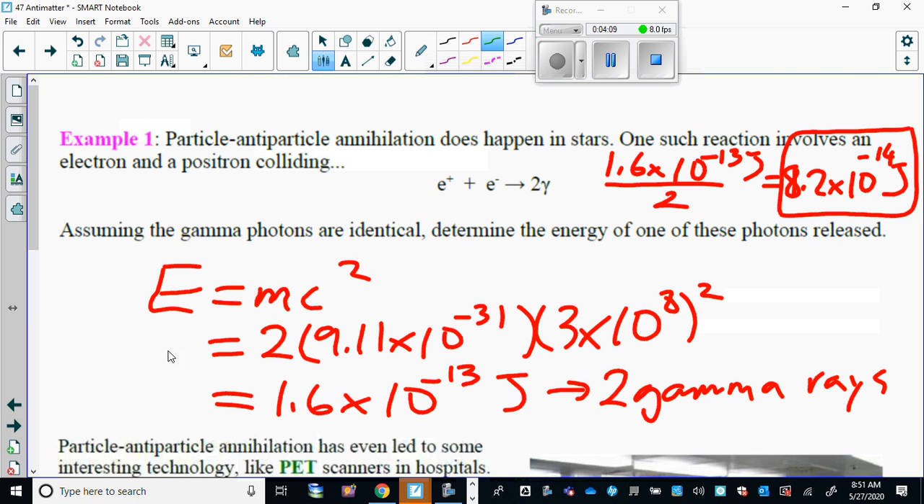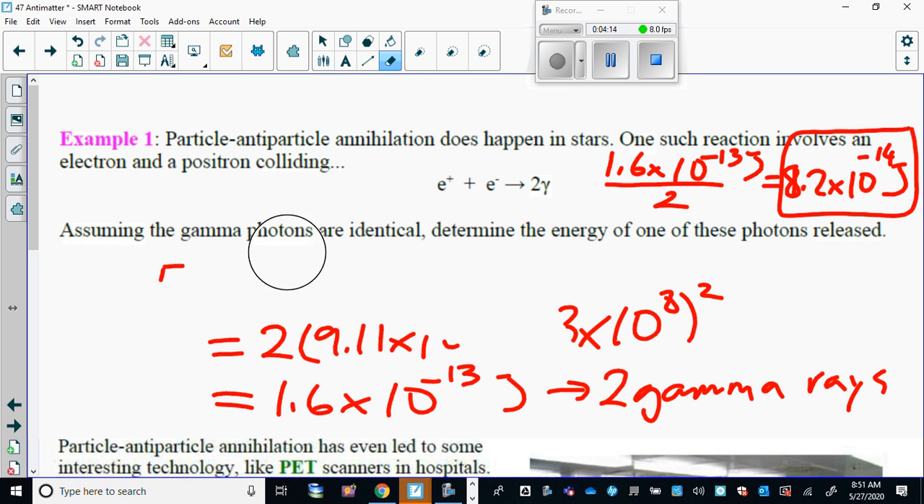So here we go. Now we can look at this problem right here. Oh, what the heck happened here? Can I erase that? Yes, I can.